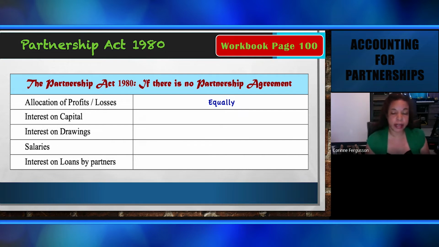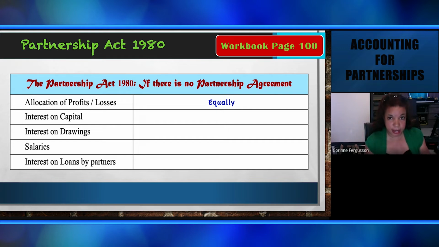You could quarrel and go on as much as you want, that it's unfair, that you did most of the work, that you put in most of the capital, whatever your reasons. If you don't have it down in writing, the law states, Partnership Act, that you have to share the profits equally. So in an exam question, if they do not tell you how to share the profits, automatically you are going to share the profits equally.